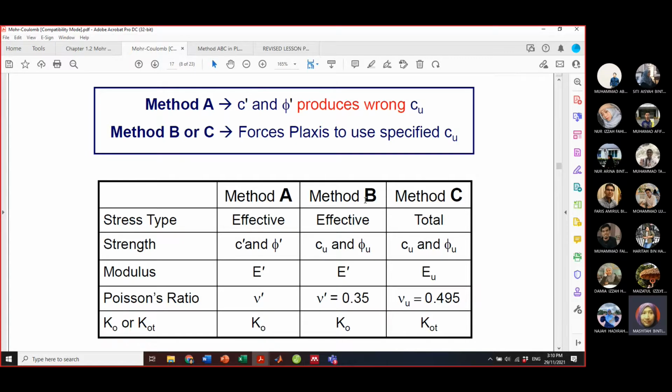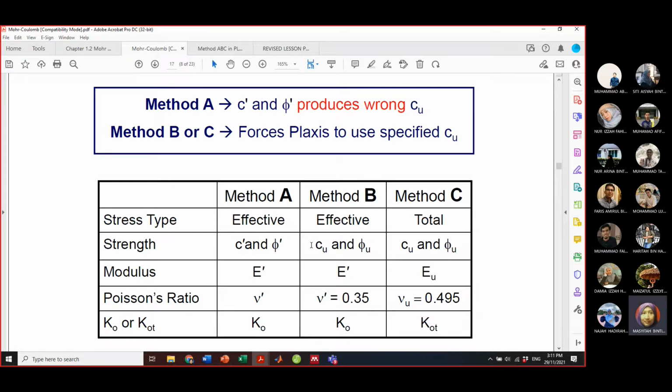The strength itself dalam ni you akan nampak in terms of the strength parameters, method A dia menggunakan effective strength parameters, effective C, effective phi. However, in the method B, walaupun dia effective stress condition, the strength parameters are undrained cohesion and also undrained friction.